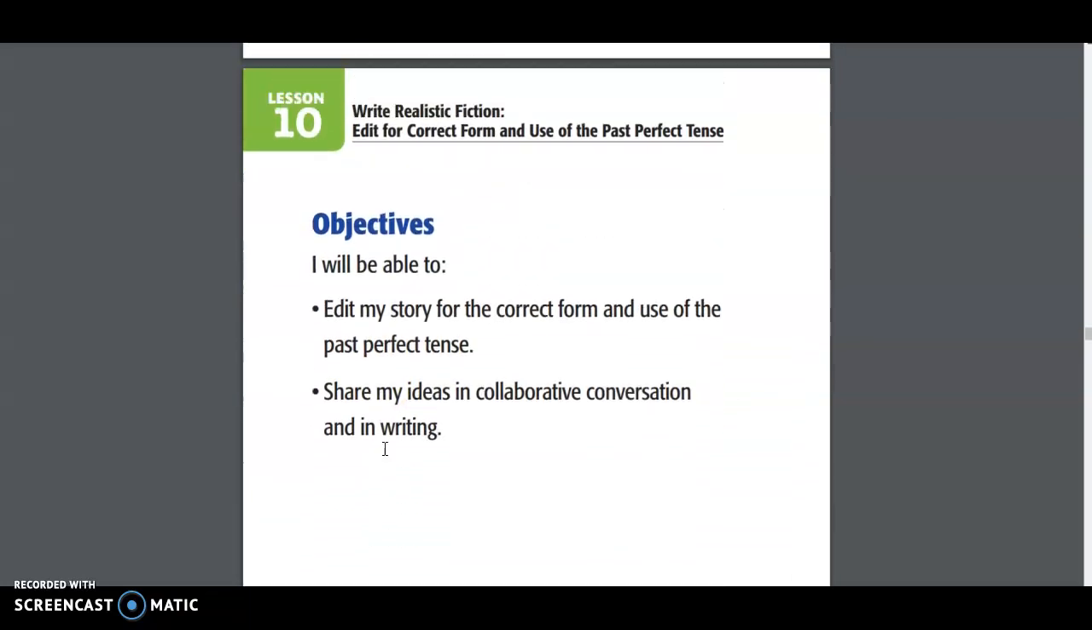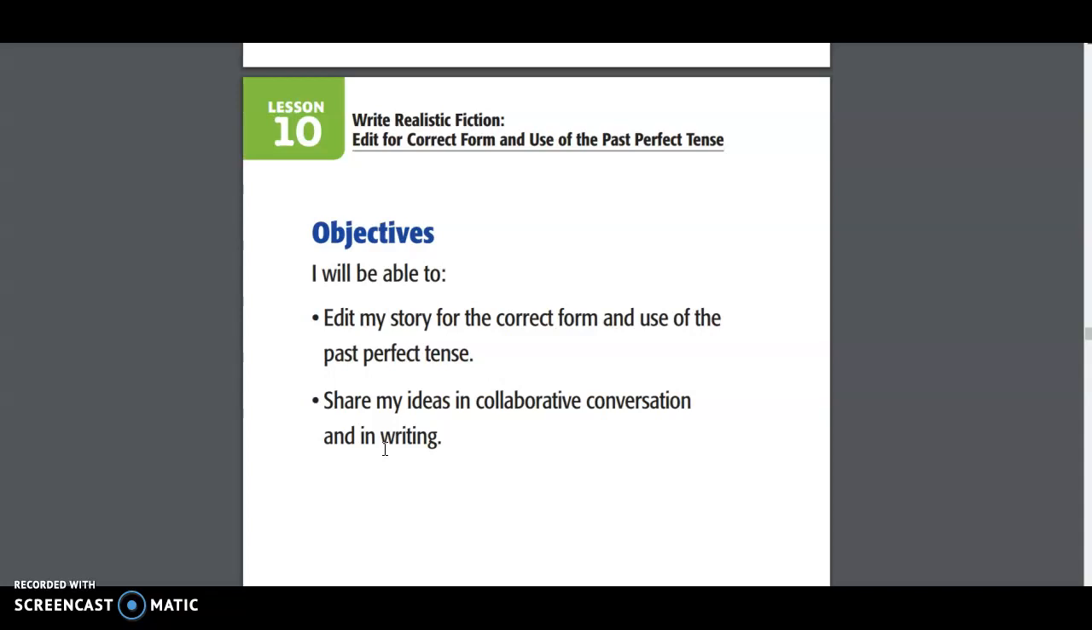Alright, boys and girls, for your next writing lesson, we're going to be making sure we're using that past perfect tense in our writing. Okay? So, first thing we're going to do is you're going to edit your story for the correct form, but we need to go over what past perfect tense means.